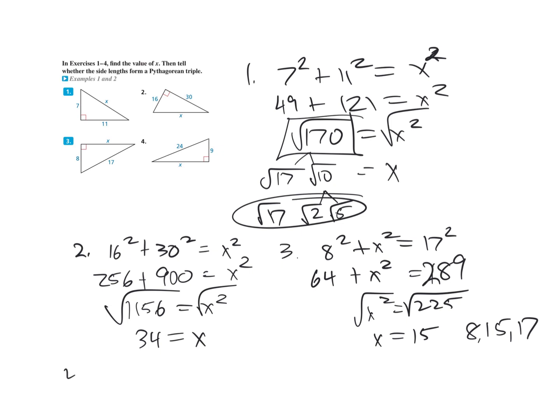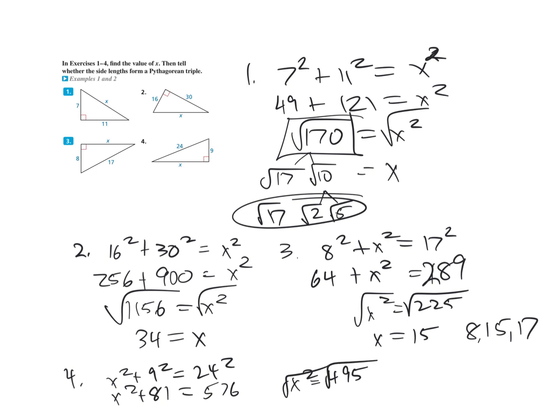All right, and then number 4, we'll just do on the bottom here. You have x squared plus 9 squared equals 24 squared. Okay, so now you have x squared plus 81 equals 24 squared, which is 576, minus 81, that gives us 495. So x squared is equal to 495. Take the square root of 495, and that's 22.24. Okay, not a Pythagorean triple. All right, let's move on.